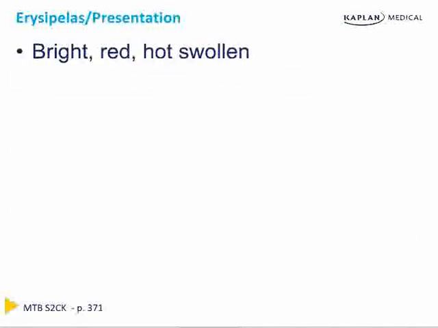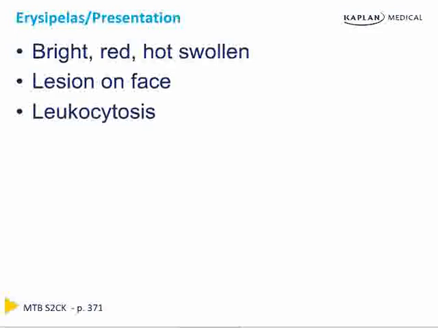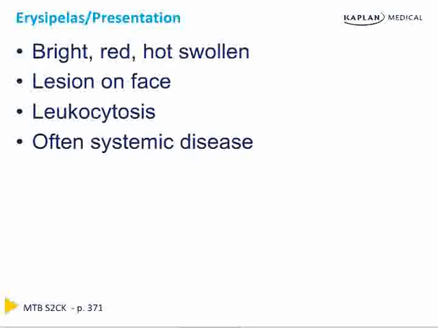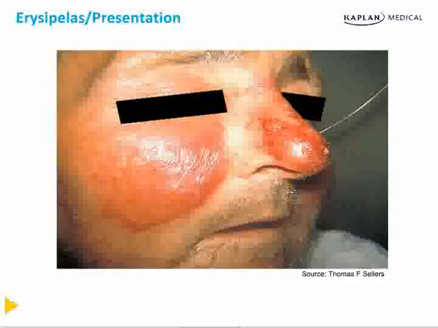Because erysipelas involves dermal lymphatics, it's very bright, red, hot, swollen, tender, warm. And a lesion is on the face. There's a leukocytosis, and it's often systemic because it spreads. It looks like this: bright, red, hot, warm, swollen. Strep pyogenes, group A beta hemolytic strep, and it can cause kidney infections, but not rheumatic fever, but kidney, yes.